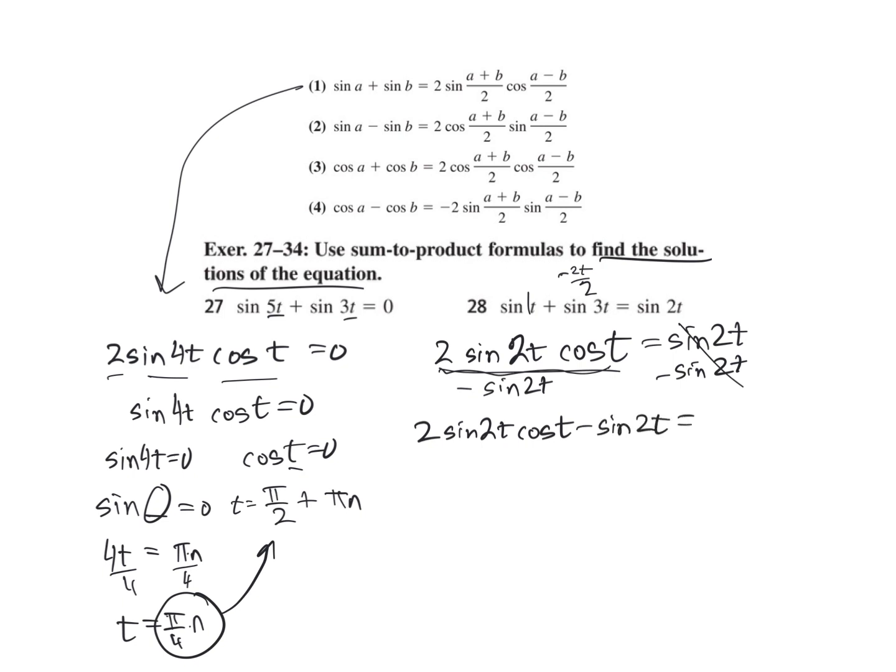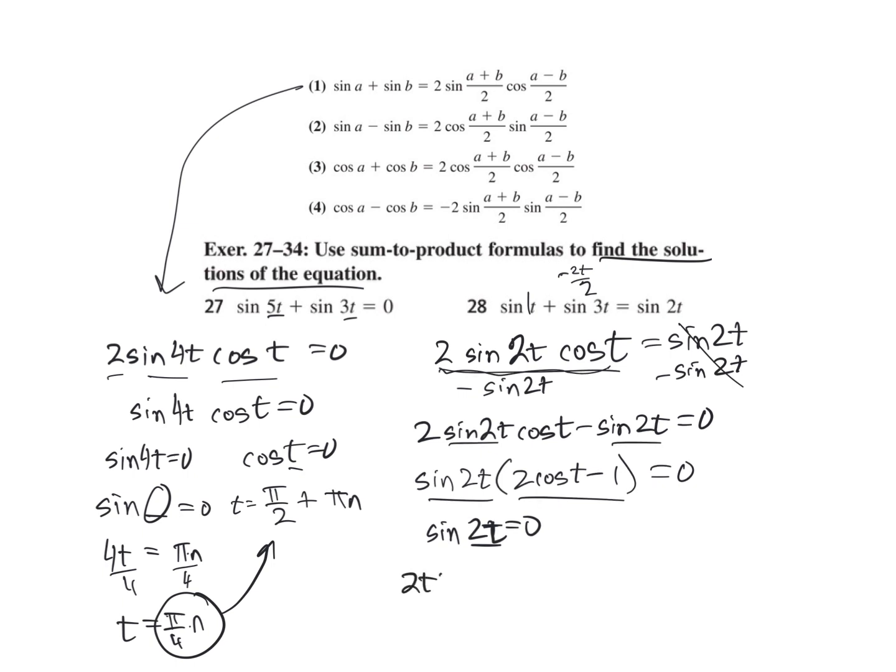Now what can we do? We can factor out a sine of 2t. We get 2 cosine of t minus 1 equals 0. So here you have two things multiplied together equals 0. Where does the sine of 2t equal 0? Remember, where is the sine of any angle equal to 0? The sine equals 0 at 0 and pi. So again, this would be pi n. Then we divide off the 2 from the t, and we get pi over 2 times n.